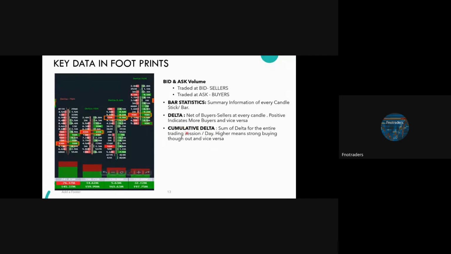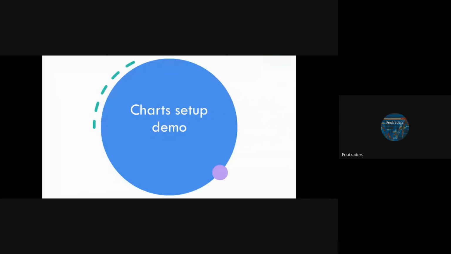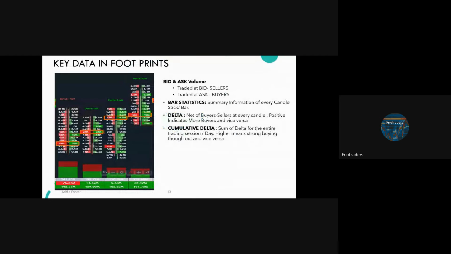As I said, cumulative delta is the sum of delta for the entire range. Every day when it starts, the cumulative delta is 0. Remember, at the first candle, the cumulative delta is 0. Then the cumulative delta changes with each candle. It takes the cumulative delta till that candle, plus or minus the delta of the new candle, so it is like a rolling sum of whatever delta is happening at every candle. I think now we'll proceed to the chart demo, and of course we'll take some questions, and then we'll see how we go from there.